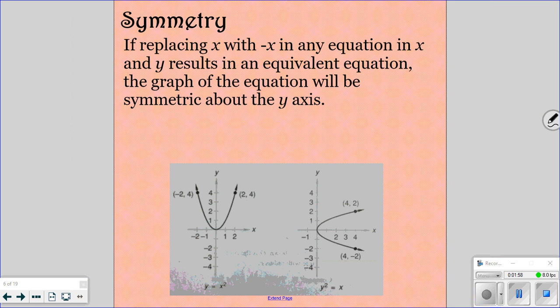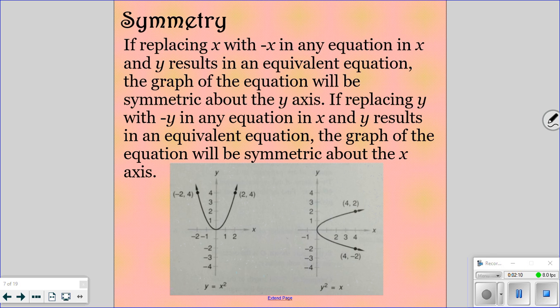So for your graphs, if you replace x with negative x and it results in an equivalent equation, that means it's going to be symmetric about the y-axis. And then if you replace y with negative y and it gives you the same equation, then that means it's symmetric about the x-axis. So if you plug in negative x and it doesn't change your equation, then that's symmetric about the y-axis. And if you plug in negative y and it doesn't change your equation, then it's symmetric about the x-axis.